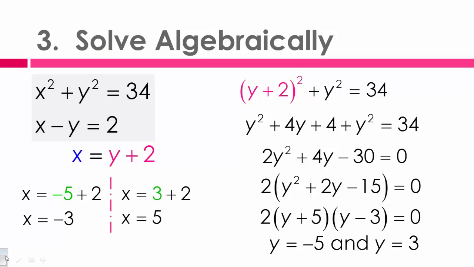Now, this means that the circle and the line intersected at two ordered pairs. So what are the two ordered pairs for this?